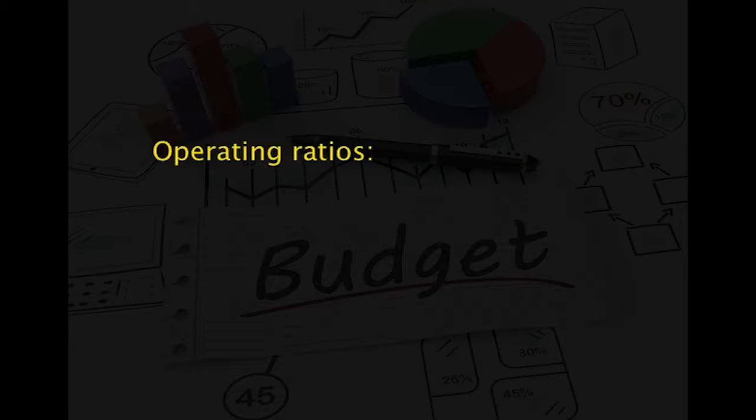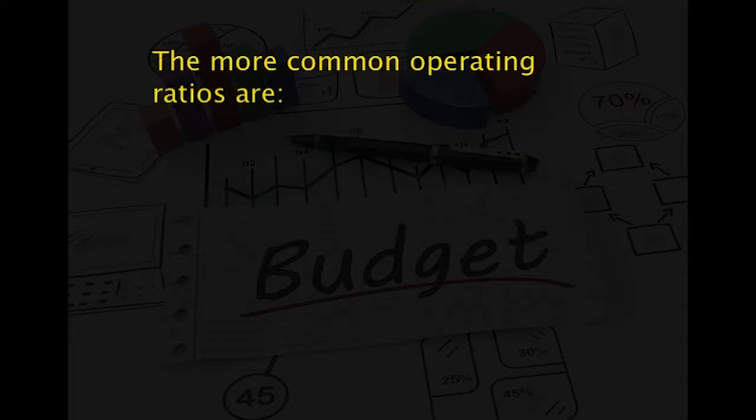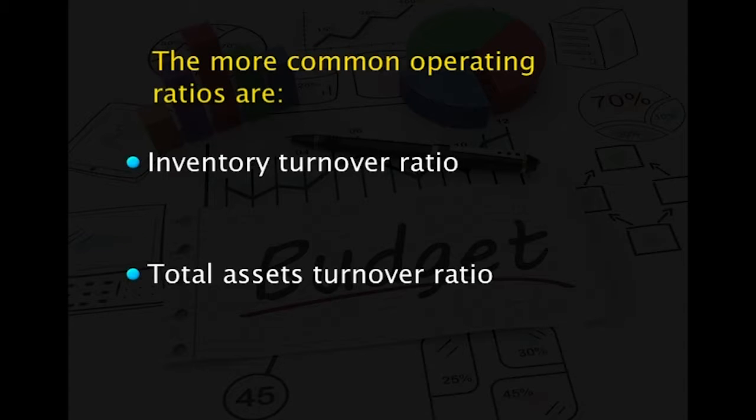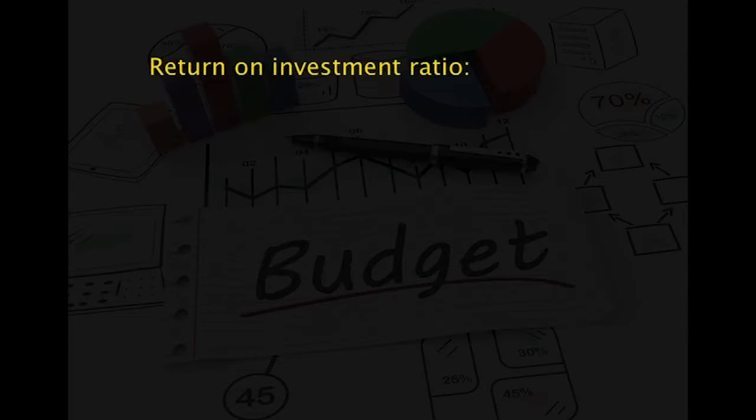Next is operating ratios. These ratios measure how efficiently the manufacturing and sales are being carried out. The more common operating ratios are inventory turnover ratio and total assets turnover ratio. Inventory turnover ratio is obtained by sales plus inventory, and total assets turnover ratio is obtained by sales plus total assets.